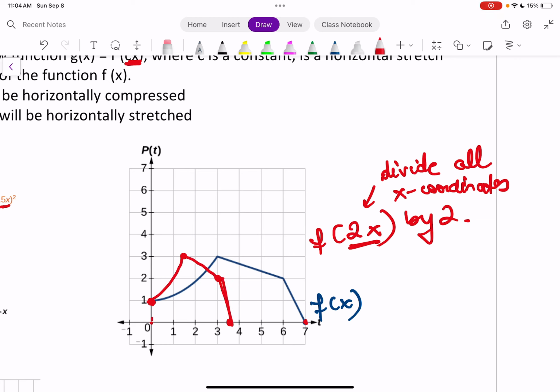So what we got is a horizontal compression by a factor of 2. So the graph got squished in horizontally by a factor of 2. Okay. The y's stayed the same. I never messed with the y's or the heights.